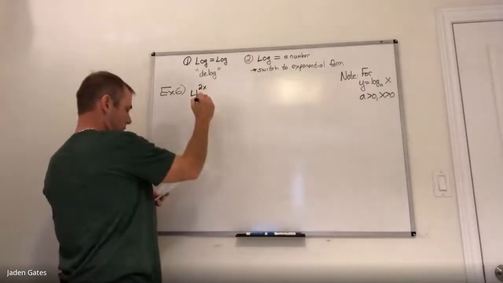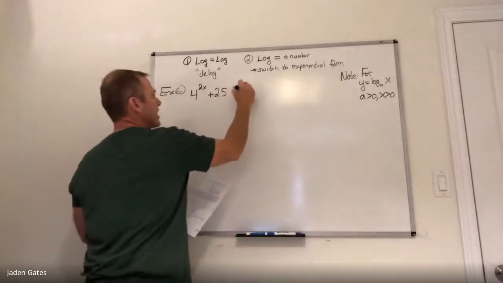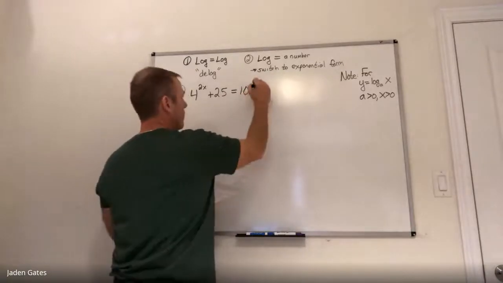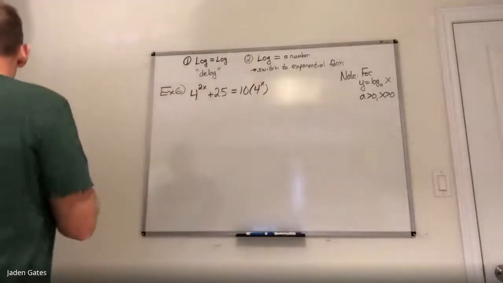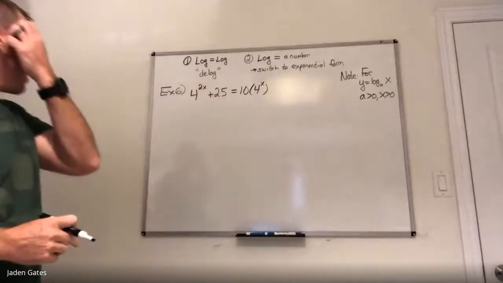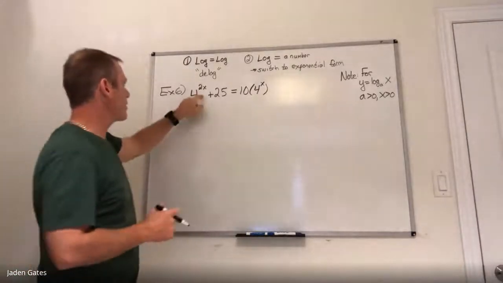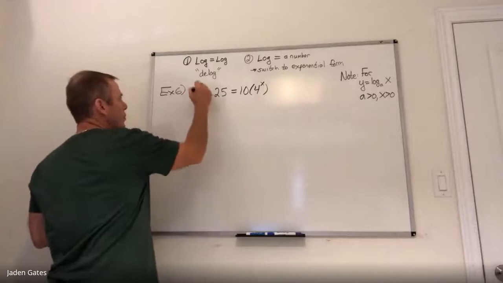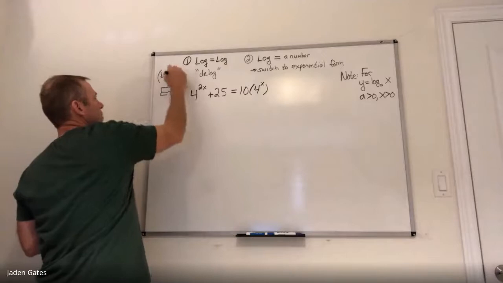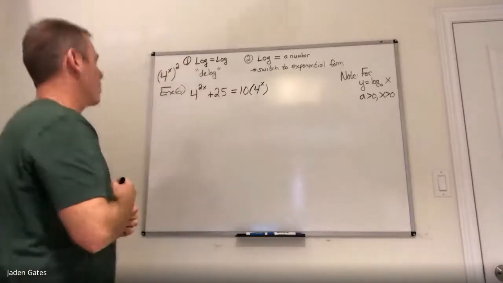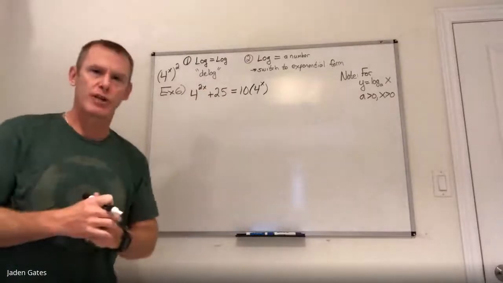All right, plus 25 equals 10 times 4 to the power of x. There we go. Now, again, this is a type of question that you have to be able to identify. The key here is that I know that 4 to the power of 2x is really 4 to the power of x squared. And so what I have is kind of a hidden quadratic with an exponential inside of it.